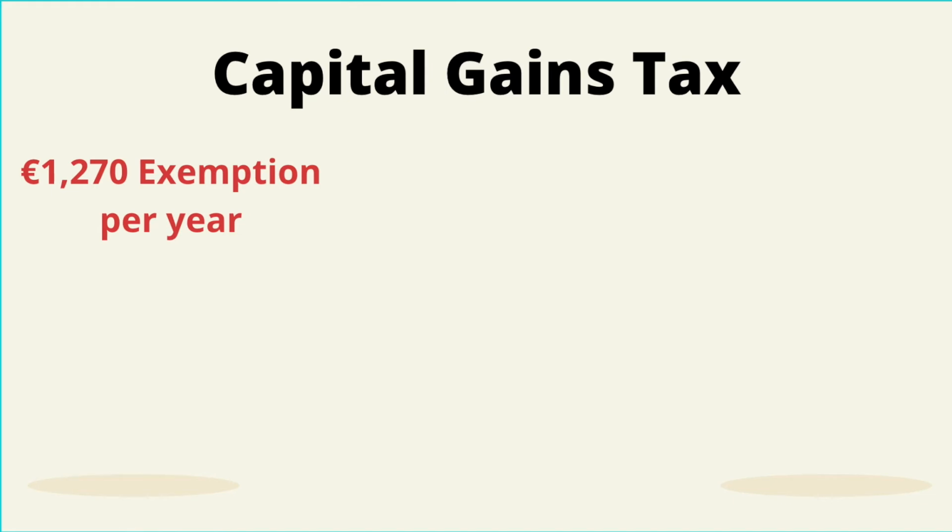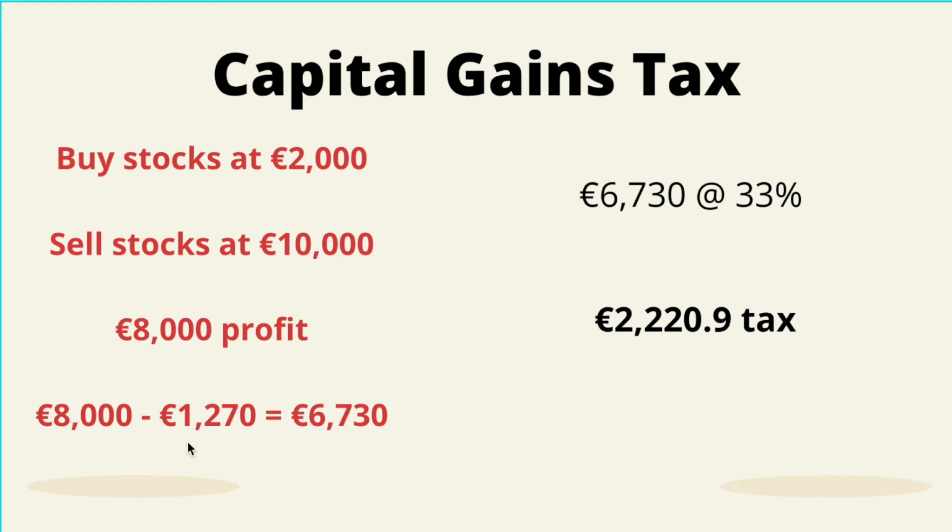So one thing to note is that you get a €1,270 exemption every year. So any profits that you make under €1,270 will not be taxed at the 33%, and anything over that amount will be taxed at the 33%. Right, so let's look at an example. Before I get into the example as well, I just want to highlight that your €1,270 exemption resets every year. So you're not able to carry it over from the previous year if you haven't used it. If you haven't used it, it's gone.